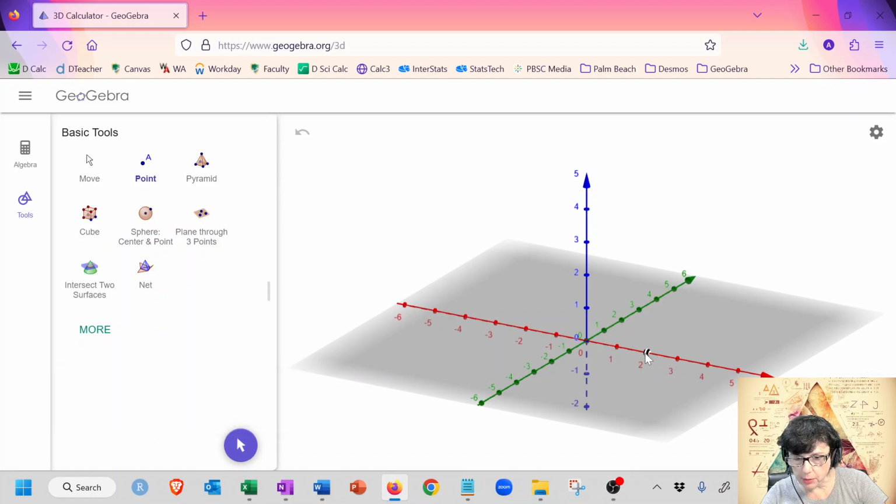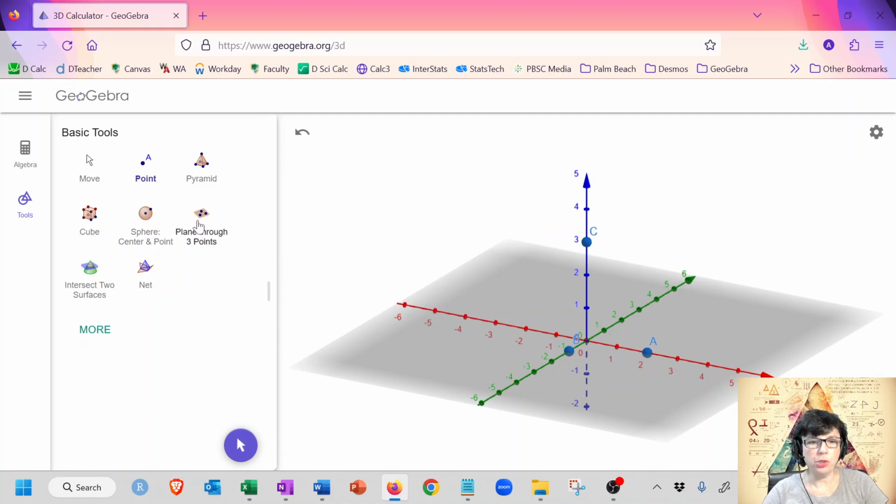So that would be right here, right? That's where the plane is going to intersect with the x-axis. Then it was (0, -1, 0). So that would be right here. And then it's (0, 0, 3). So that would be here. All right, so you have these 3 points.